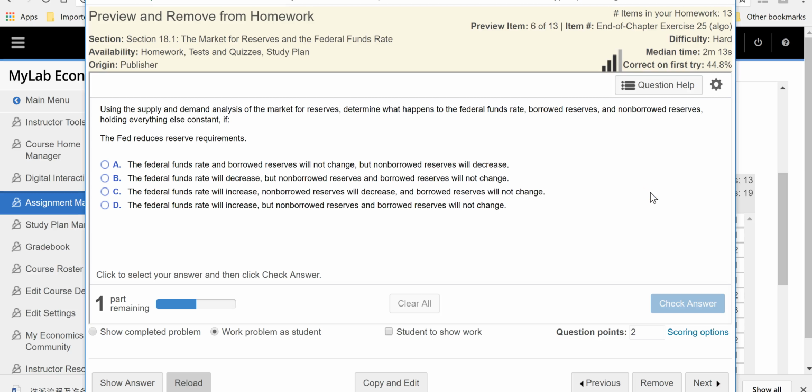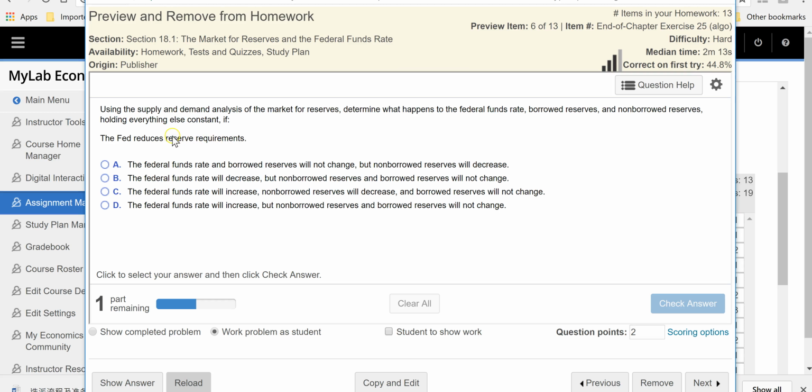This is question number 6 of homework 9. Using the supply and the demand analysis of the market for reserves, determine what happens to the federal funds rate, borrowed reserves, and non-borrowed reserves, holding everything else constant, if the Fed reduces reserve requirements.